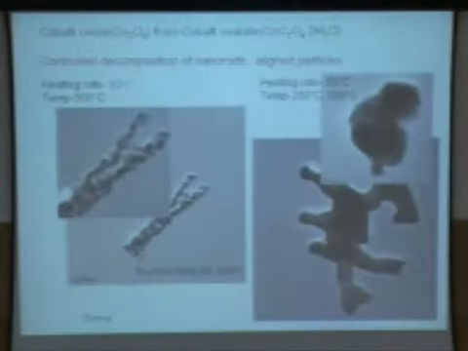Now, this is what I was showing, that instead of particles, you can have an alignment of particles. So, if you decompose the rods properly, you can align the particles of the oxides. Instead of getting separate particles, you can control the alignment of the particles. And these dendritic structures can be generated depending on your conditions of synthesis.